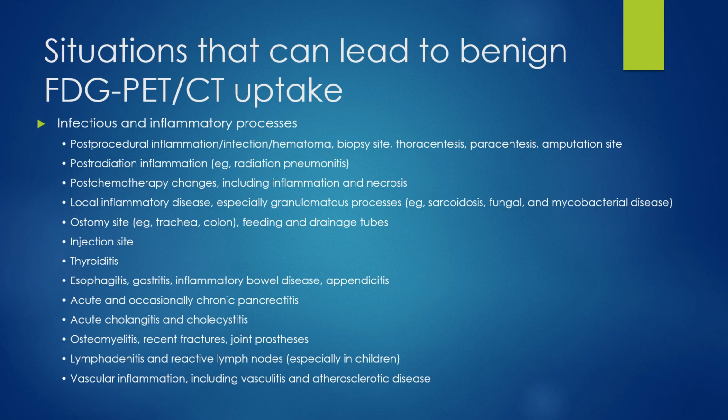Esophagitis, gastritis, inflammatory bowel disease, appendicitis, or autoimmune diseases of the gastrointestinal tract. Those will all cause chronic inflammation in whatever area that they're affecting. And so that would be FDG avid. Acute and occasional chronic pancreatitis, acute cholangitis or cholecystitis, so that's in the biliary tree and the gallbladder, osteomyelitis, recent fractures or joint prosthesis.